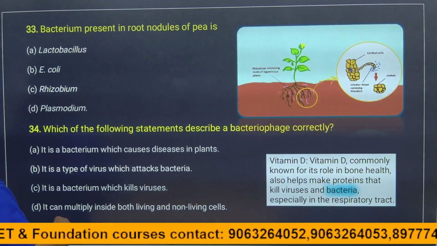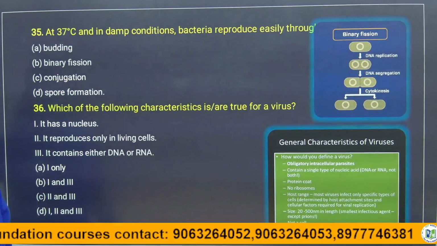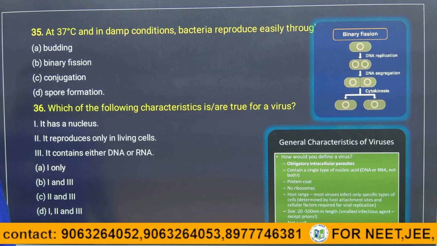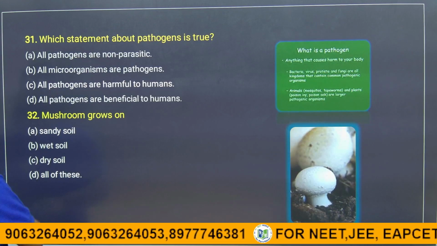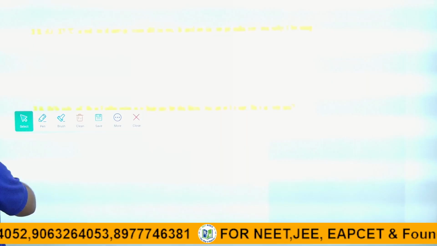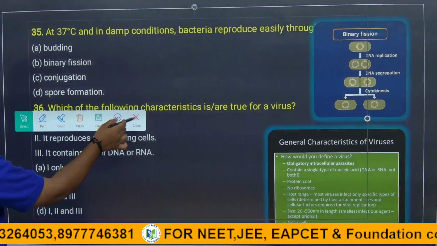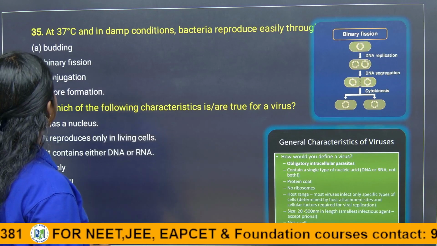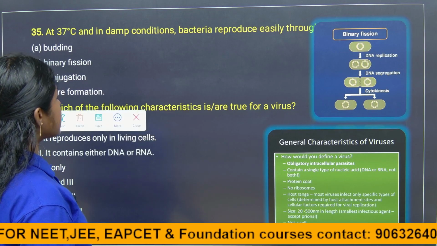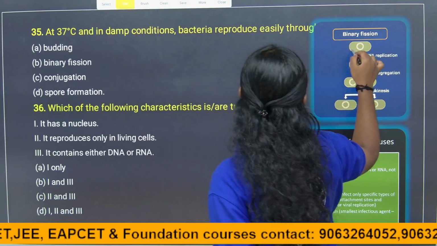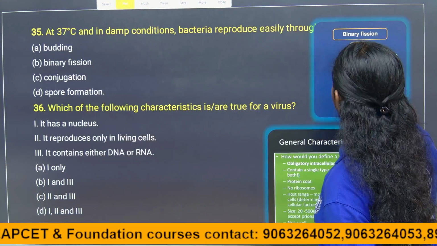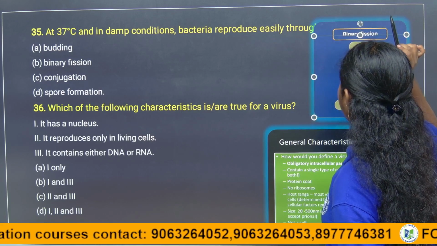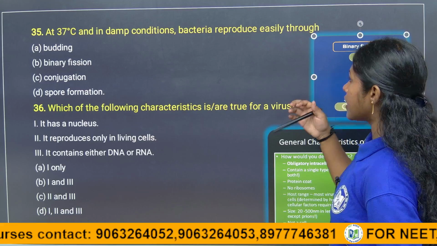For this question the answer is B. Coming to the next question, children. So here the question is at 1 minute. Okay. So here, given at 37 degrees and in damp conditions, bacteria reproduce through... they are asking whether, at 37 degrees, bacteria can reproduce.